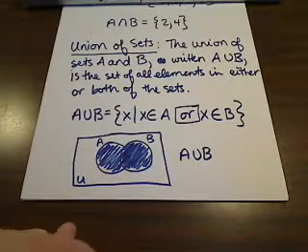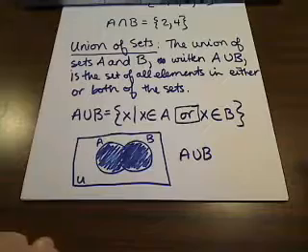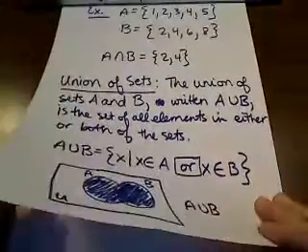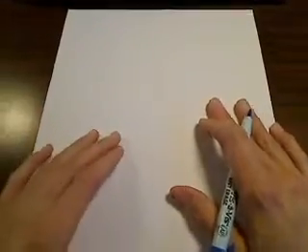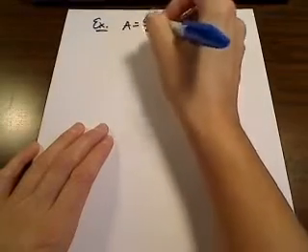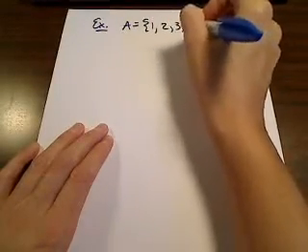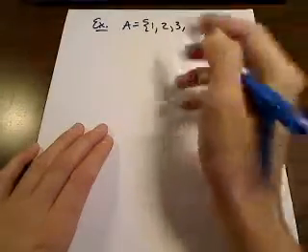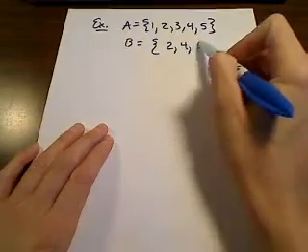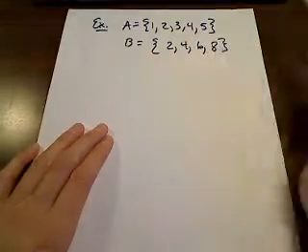Okay? Now, let me give you an example, and then I'm going to talk to you about the difference and how to understand the difference. So if we just went back to this example that I put up earlier, where we have A equaling 1, 2, 3, 4, and 5, and then B equaling 2, 4, 6, and 8.